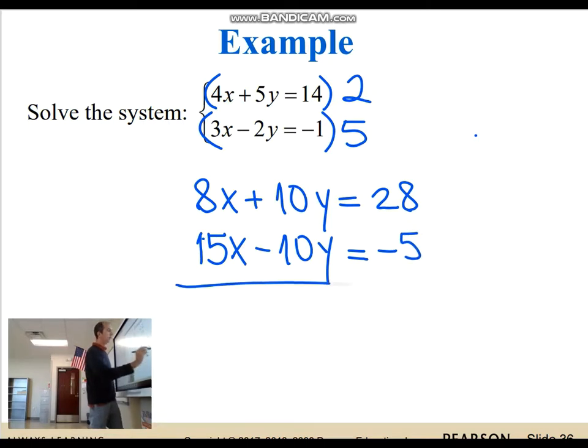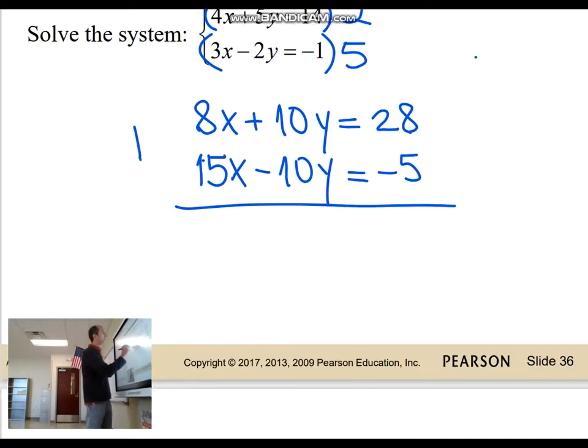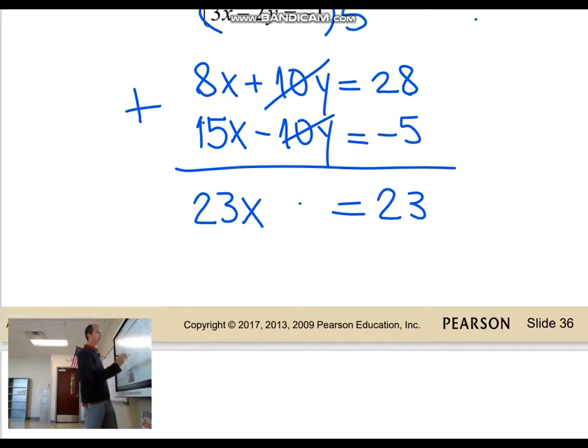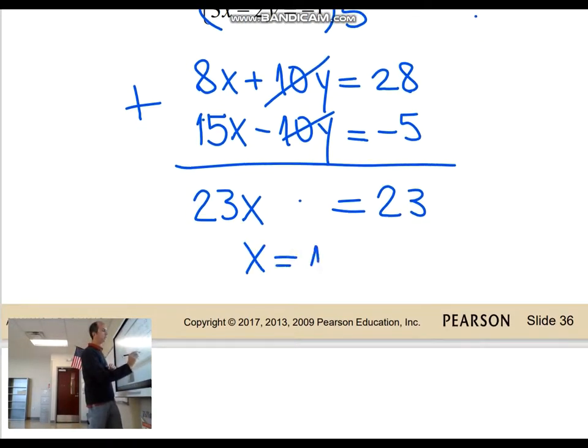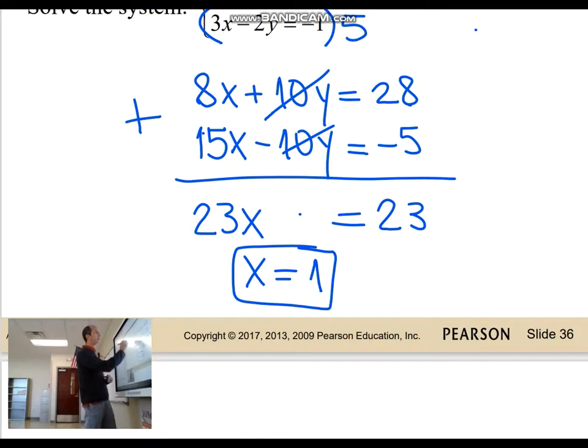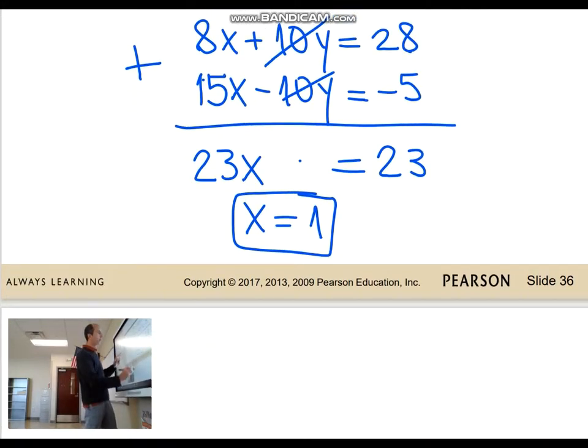Okay? Now we can add the equations, and 8x plus 15x is 23x. We eliminate this, positive 10y minus 10y, 0, and 28 minus 5, 23. Cool, because we can see that x equals 1. This is a solution for x. Now we're plugging into the first or the second, doesn't matter. Let's plug it into the first, 8x plus 10y equals 28.